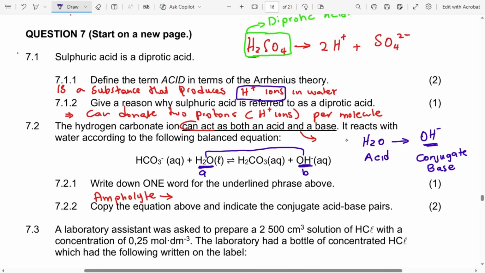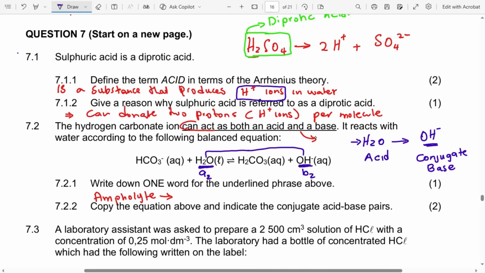Then, when you remove, you see, we just removed the H from this. Whatever you have left is your conjugate base. I can call this my acid 2 and this my base 2, or acid 1. You understand? Then we go and analyze the other one.